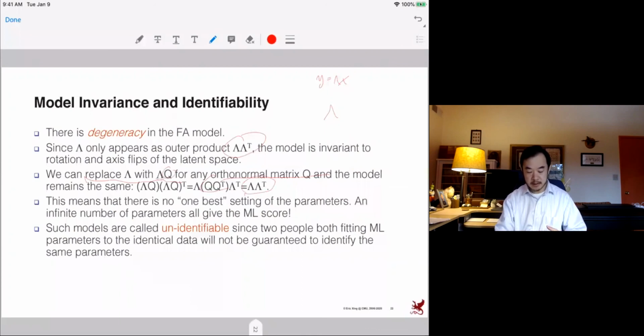That means when you just rotate this lambda matrix with Q, you are not going to change the likelihood of the data under our factor analysis model. So that actually creates a problem, because you can imagine that two different estimations of the lambda will give you the same likelihood. Therefore, you cannot tell apart which one is which. Okay, so this is a problem known as identifiability.